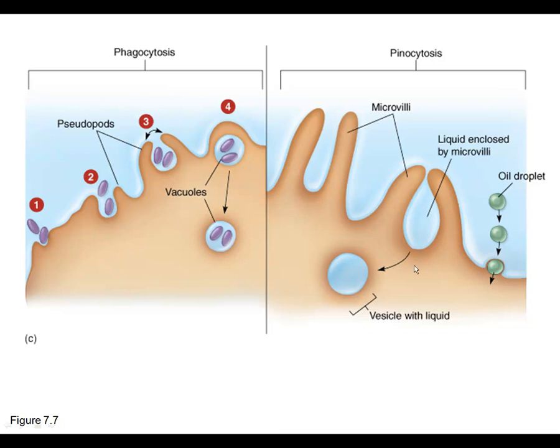Pinocytosis is basically the same thing, except you have microvilli. We're not going to have any kind of pseudopod here. We use the microvilli, and those microvilli bind together to form this liquid vacuole. You also have the movement of oil droplets through the membrane this way, a kind of pinocytotic movement of oil. So we have these vesicles that contain extracellular fluids that may have enzymes or things like that that will allow for cell functioning in some other part of the cell.